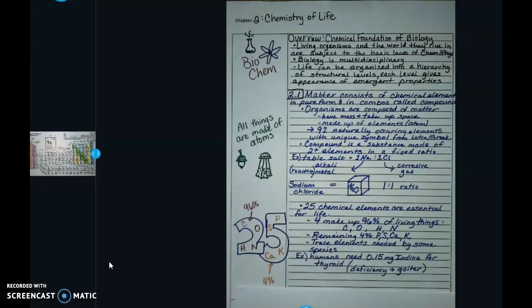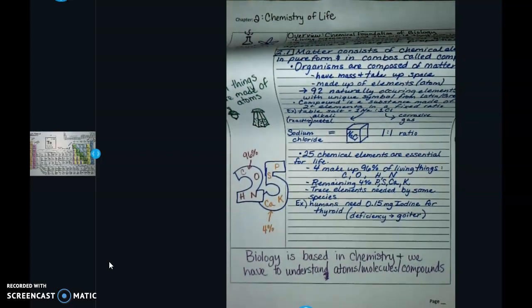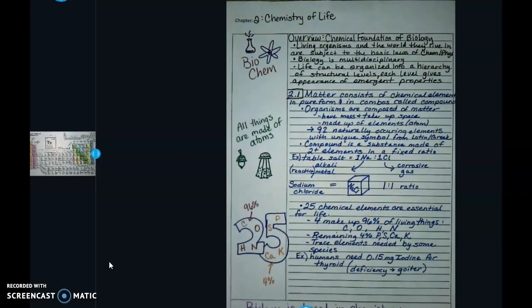So you may notice we're doing a little something different in this chapter. These are called Cornell Notes, where you take the notes in the body here, and then you come back and you add main ideas or pictures to kind of help you remember things. At the bottom, we're going to summarize what this whole page is about. Biology is based in chemistry, and we have to understand atoms, molecules, and compounds in order to understand their interactions with our living things.